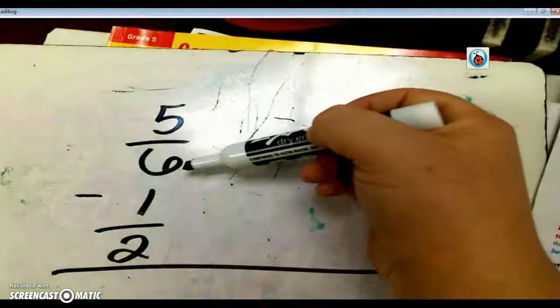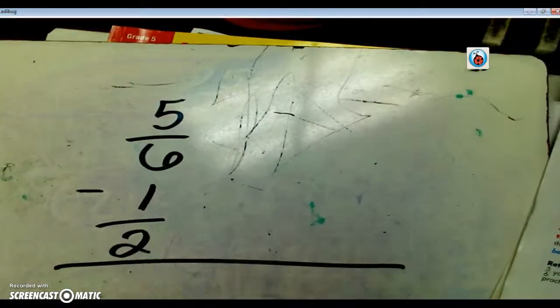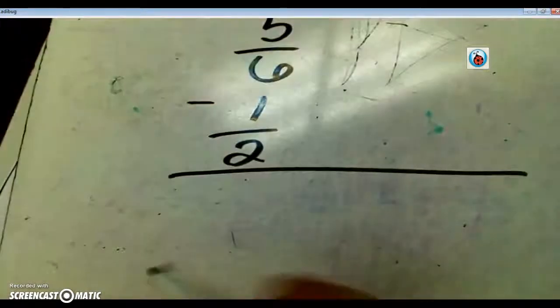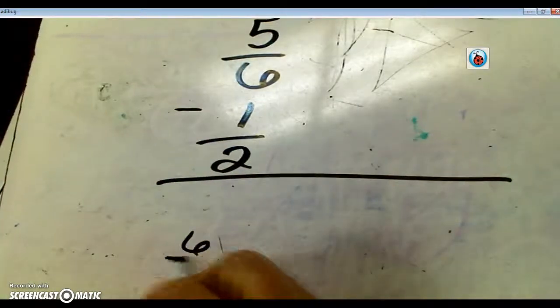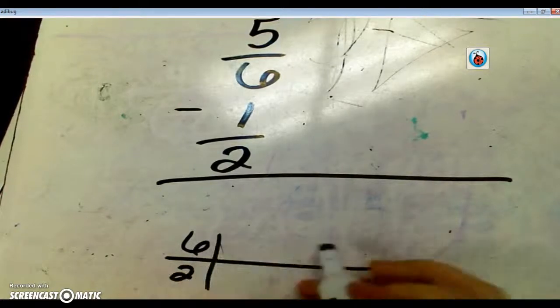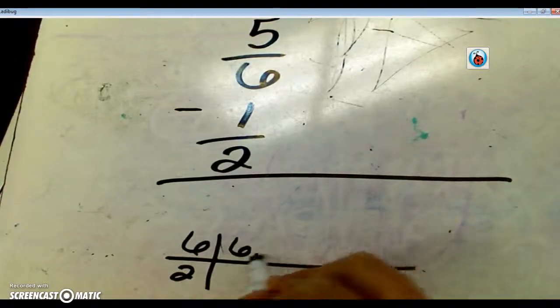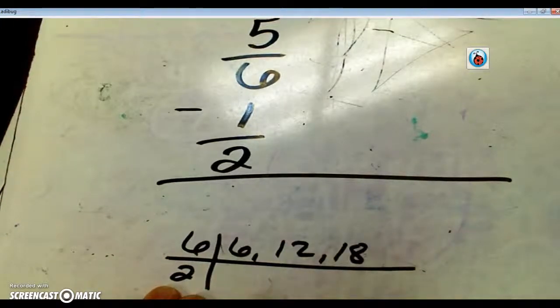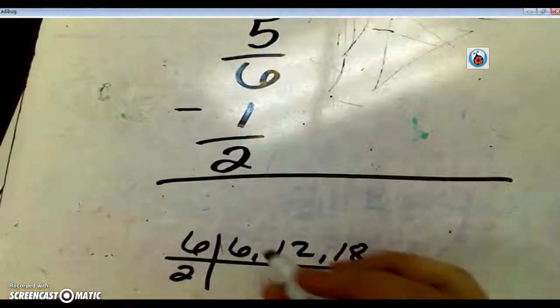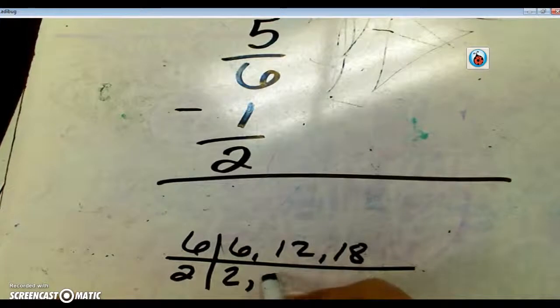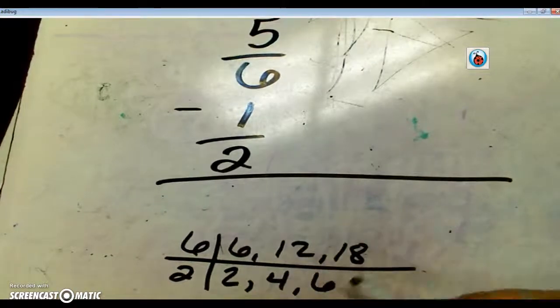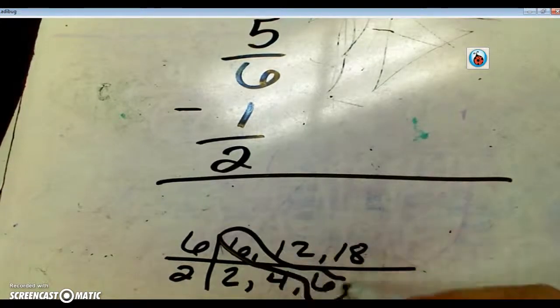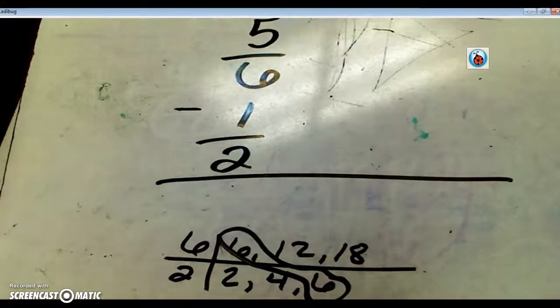My denominator in the top fraction is 6. My denominator in the bottom fraction is 2. So I'm going to come down here below. I'm going to write my 6 and my 2, and I'm going to write my multiples. 6, 12, 18. Most of you probably realized right away that 2 has a multiple of 6, right? So you probably knew you could come down here and start counting by 2's first and realize that you will have a common multiple of 6.